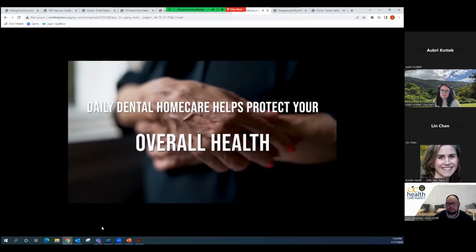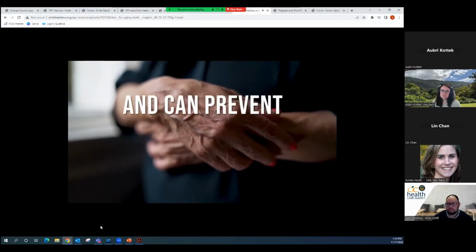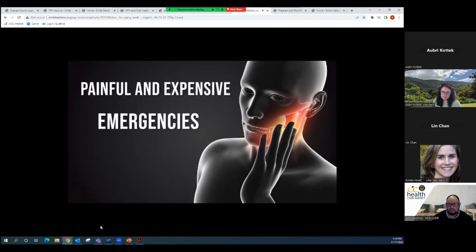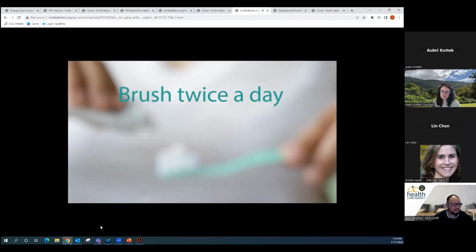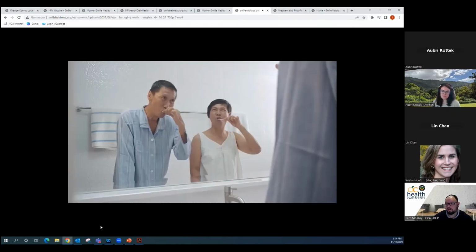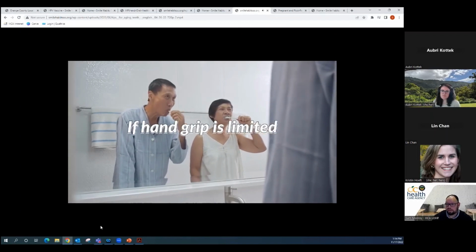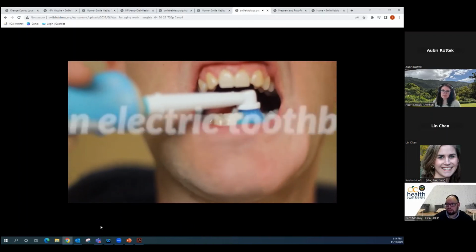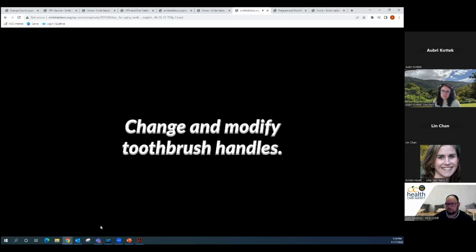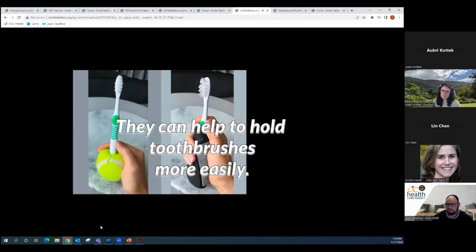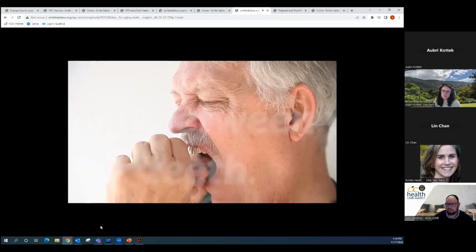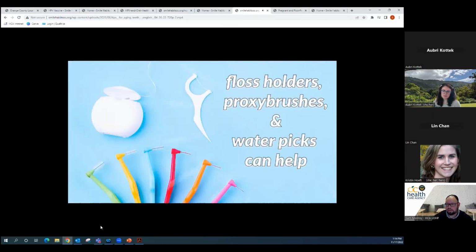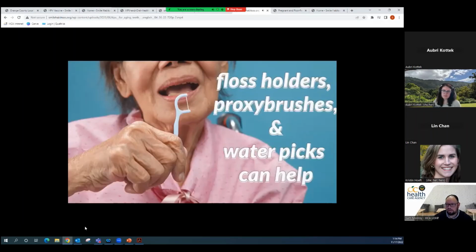Daily dental home care helps protect your overall health and can prevent painful and expensive emergencies. Tips for a good dental routine. Brush twice a day with fluoride toothpaste. If you have problems holding the toothbrush, use an electric toothbrush. Change and modify toothbrush handles. They can help hold the toothbrushes more easily. Clean in between your teeth. These are places your toothbrush can't reach. Use of floss holders, proxy brushes, and water picks can help.